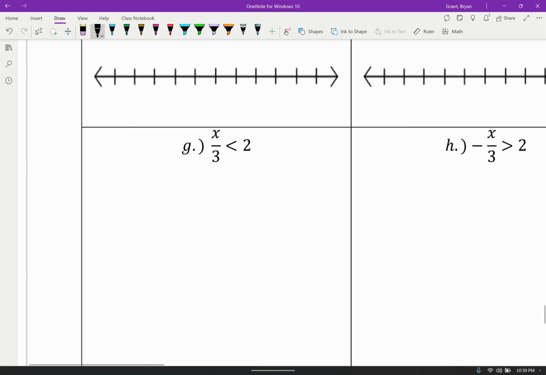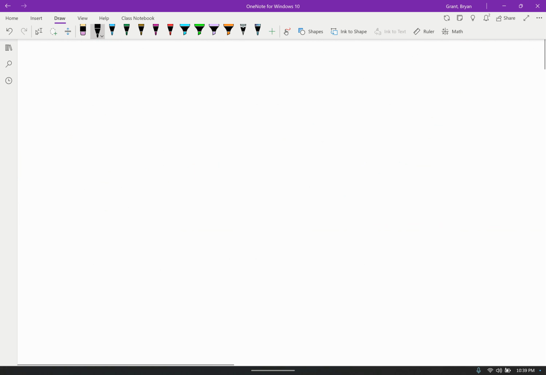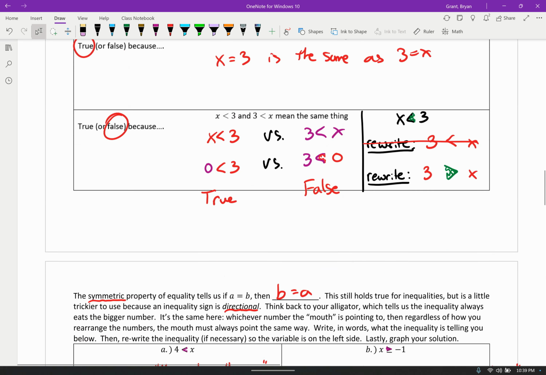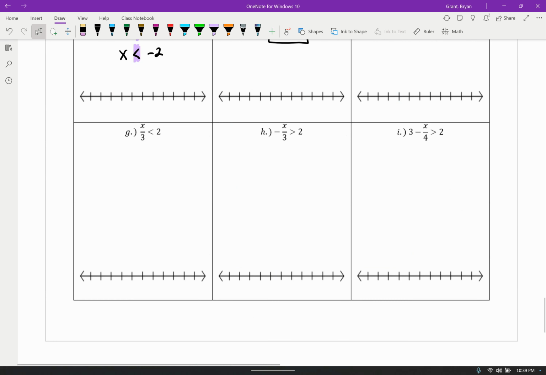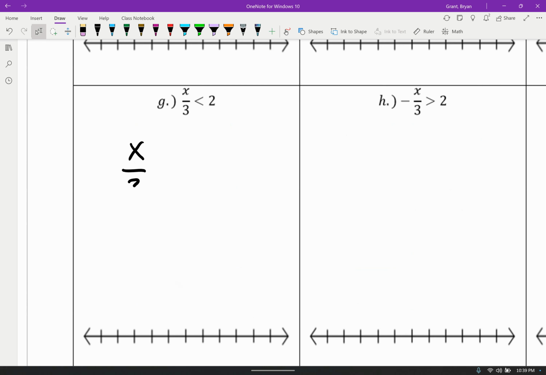G says not x over 3. We don't read that fraction as over anymore. Instead, we read that fraction as divided by. And my screen is struggling, but I'm sure we're going to get back there soon. There we go. So I have x divided by 3 is less than 2. How do we undo division? Well, we multiply.